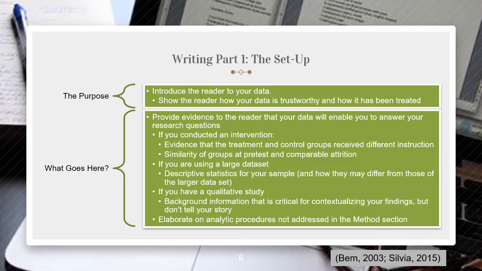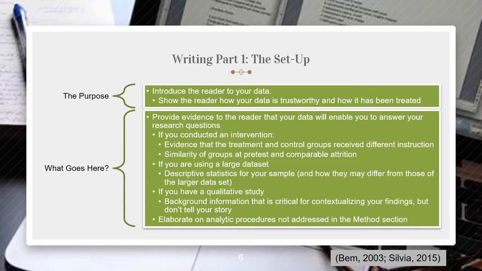So what you provide here would be, for example, if you created an intervention, information about the treatment and the control groups. Did they in fact receive different instruction? What was the fidelity of implementation? Were the groups similar at pre-test? Were there comparable attrition rates? So you're providing information about the data surrounding your intervention and the quality of implementing the intervention itself.